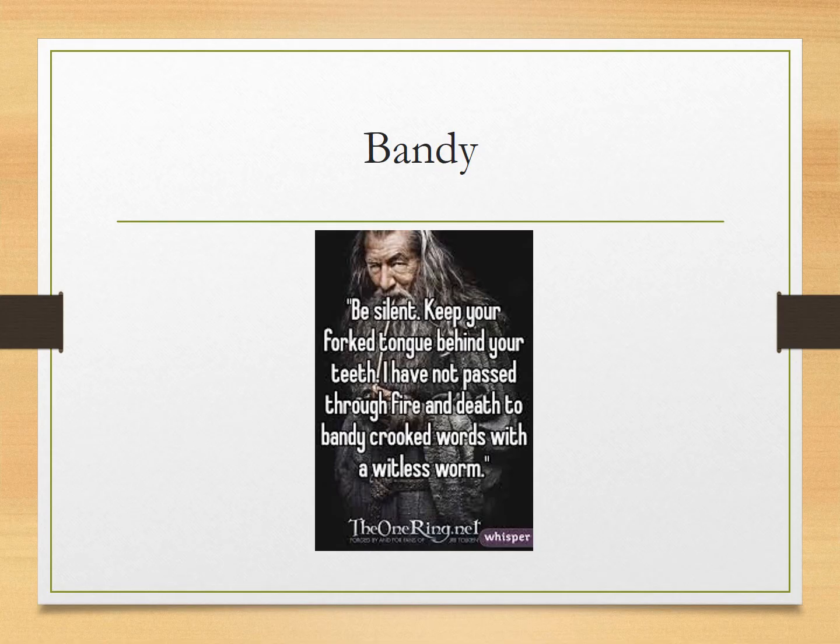Here's a picture from one of my favorite movies and books. This is a quote: "Be silent, keep your forked tongue behind your teeth. I have not passed through fire and death to bandy crooked words with a witless worm." So Gandalf here is talking to another character saying, I'm not here to mess around, to bandy, to just discuss casual, unimportant things. I've been through too much to just mess around with things that are worthless.